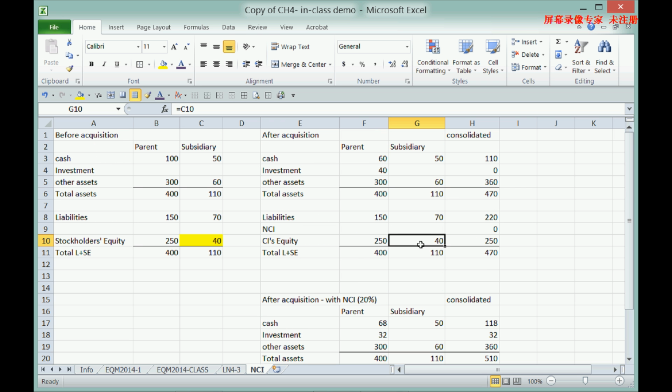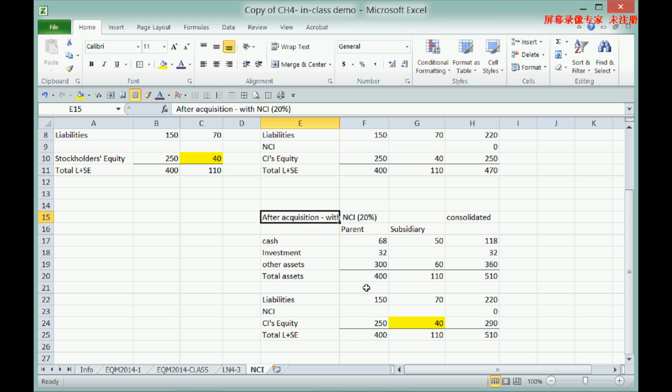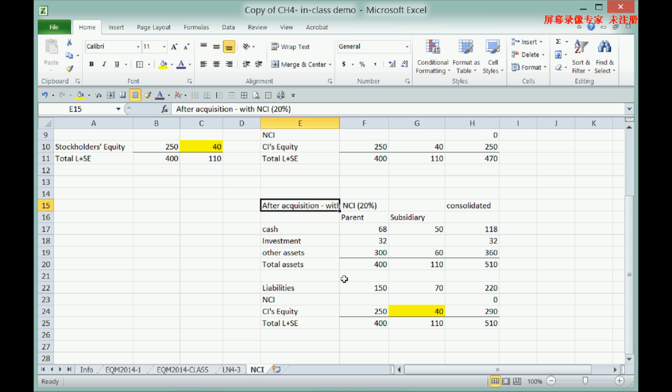Now let's assume, this is chapter 4, the parent does not own 100% of the subsidiary, but only owns 80% of the subsidiary. So the NCI, non-controlling interest, owns 20%.